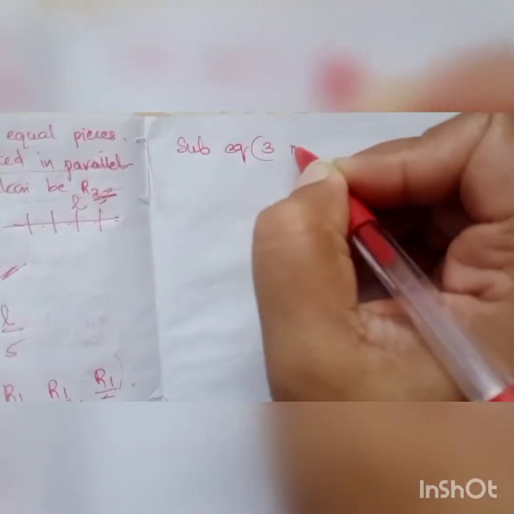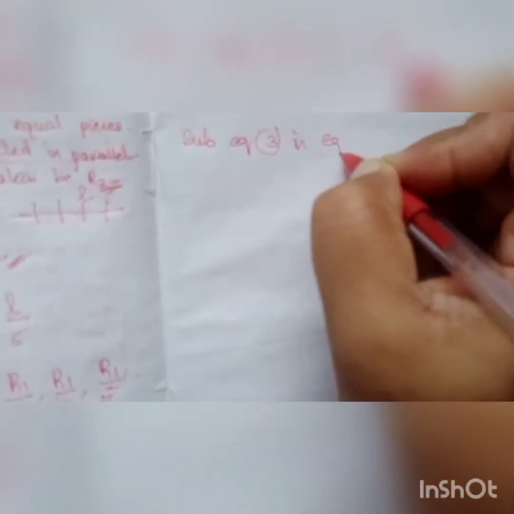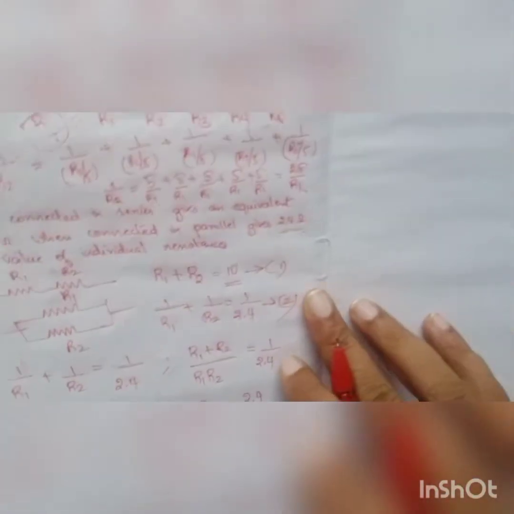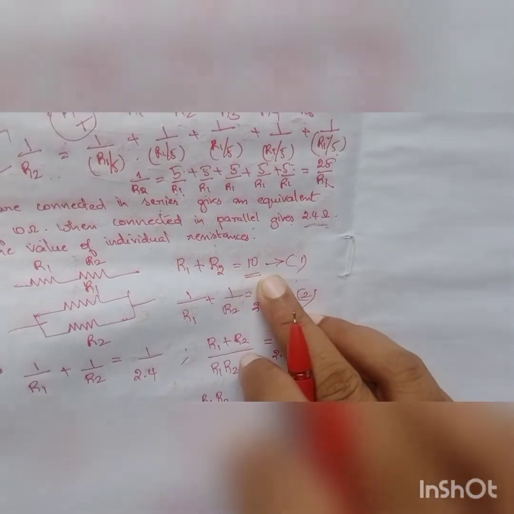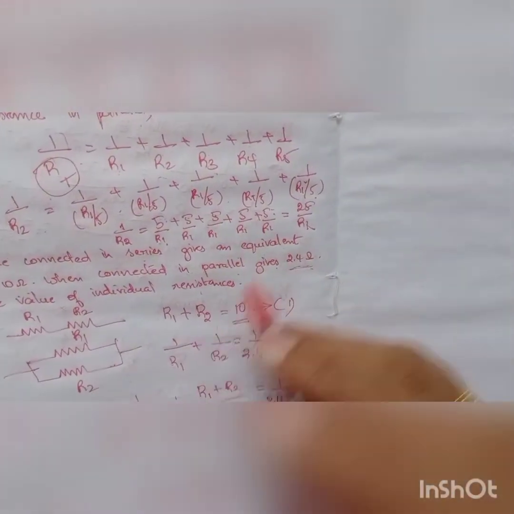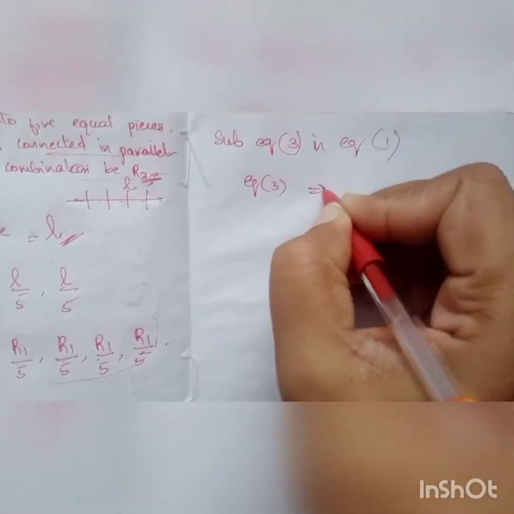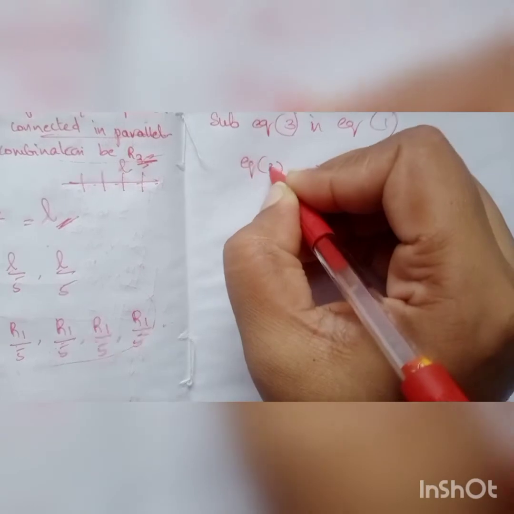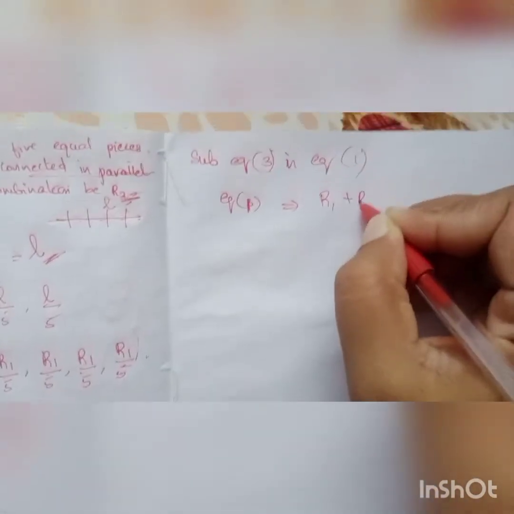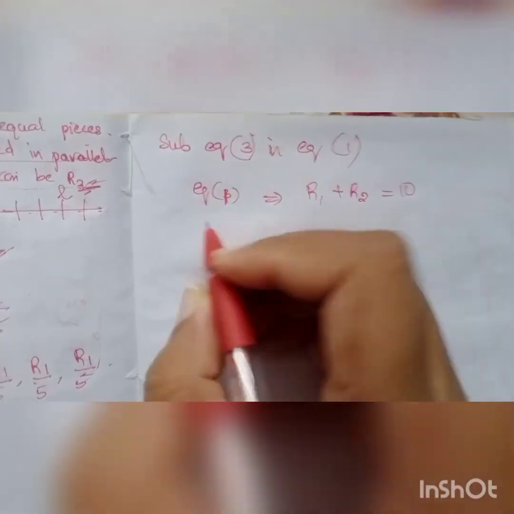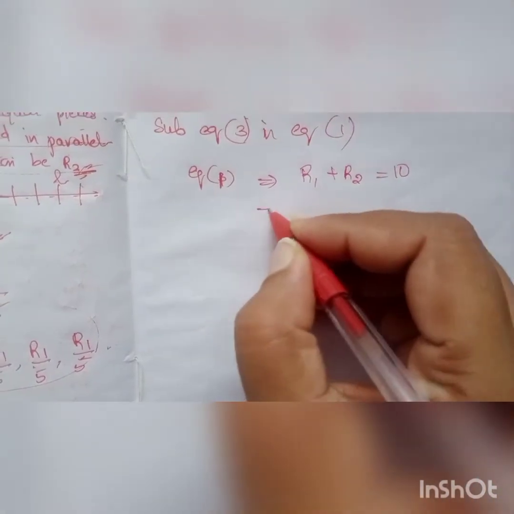equation 3 in equation 1. Okay, so I have equation 1 as R1 plus R2 is equal to 10. So instead of R1, I am going to substitute the value. Equation 1 is R1 plus R2 is equal to 10, so I am going to substitute equation 3 in this.